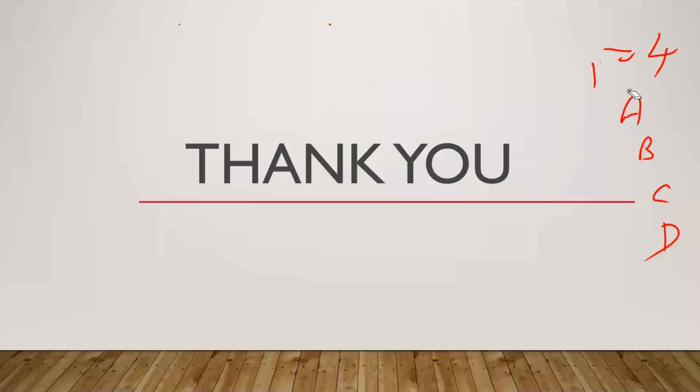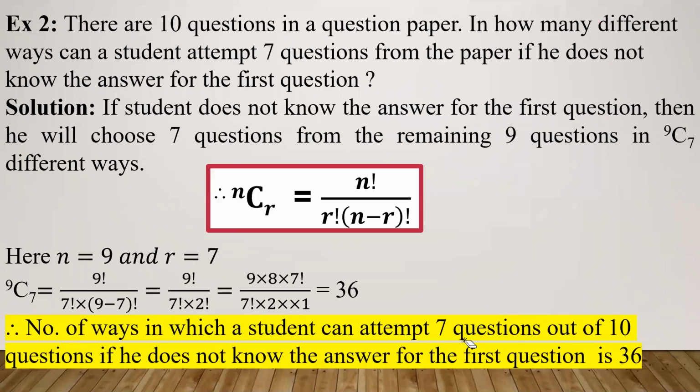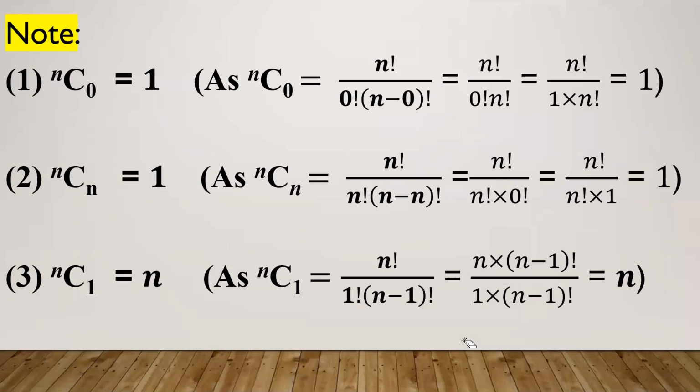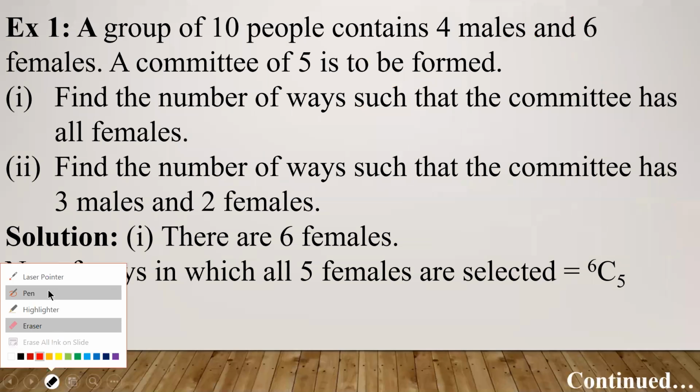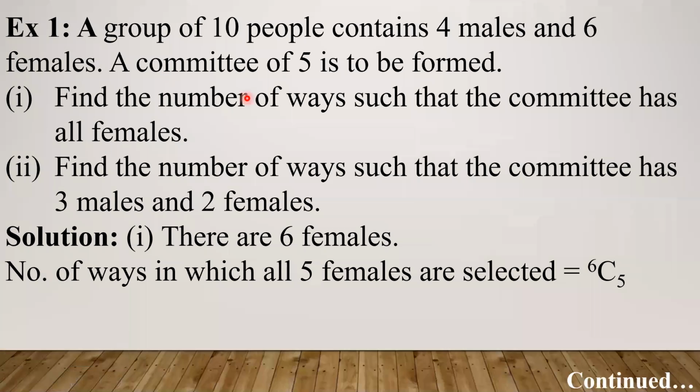Now let us solve some problems. Look at the first problem. A group of 10 people contains 4 males and 6 females. A committee of 5 is to be formed. Find the number of ways such that the committee has all females. This is the first question. And the second question is, find the number of ways such that the committee has 3 males and 2 females.